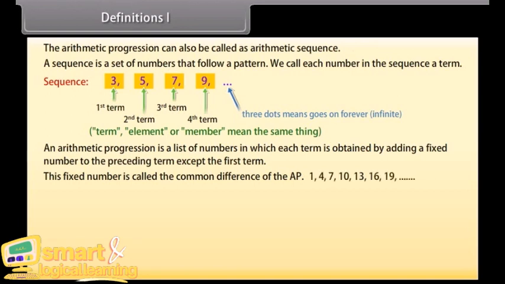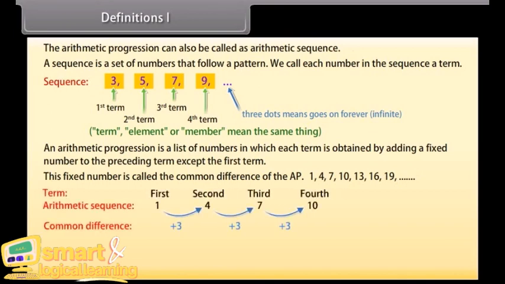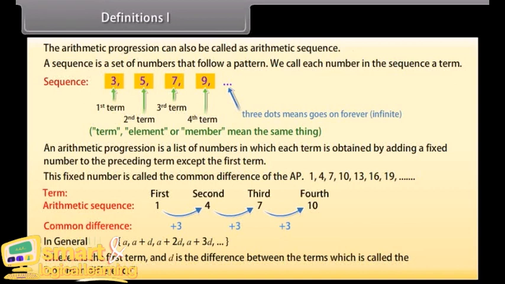Look at this sequence. We can see here that the common difference is 3. In general, we can write an arithmetic sequence like this: a, a plus d, a plus 2d, a plus 3d, and so on, where a is the first term and d is the difference between the terms, which is called the common difference.